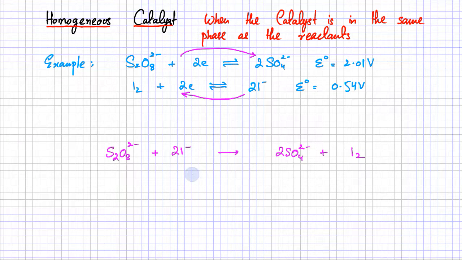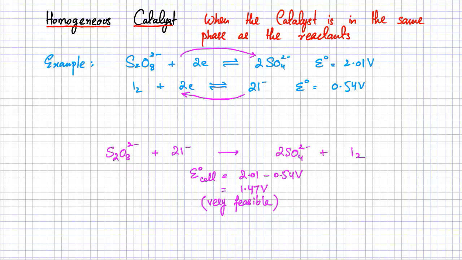And the E0 cell for this particular reaction is going to be the higher potential minus the lower potential. So it's going to be 2.01 volts minus 0.54 volts, which comes out to be 1.47 volts. And this is a very high E0 cell, which means that this reaction is supposed to be very feasible. So the E0 value is suggesting that this reaction is very feasible because you have a very high E0 cell.